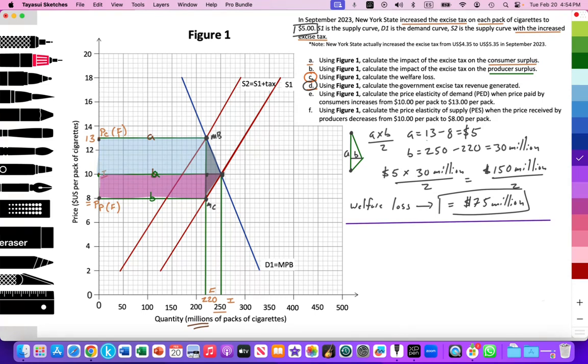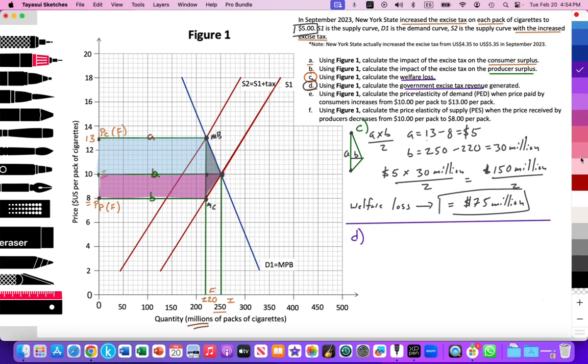Question D, calculate the government excise tax revenue generated. I want you to pause the video and go ahead and calculate the government excise tax revenue that's being generated by the imposition of the tax. Please pause the video and calculate it.